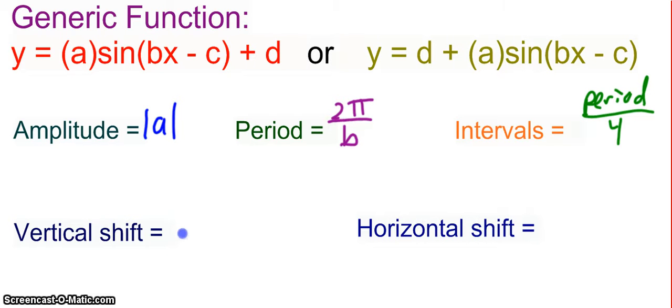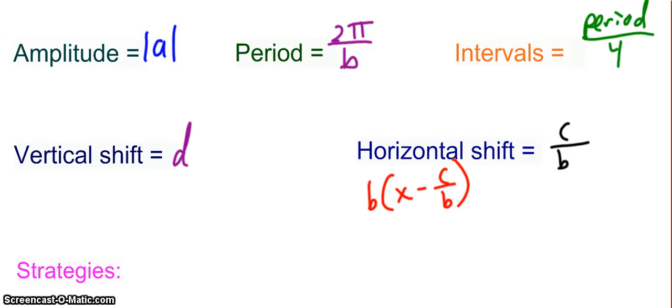The vertical shift is just going to be the d value. So if d is positive, we're going to go up that number. If it's negative, we're going to go down that number. And then the horizontal shift is going to be c over b. And there are two ways we can come up with that. One of them is factoring out the b value. So if I have b, then this is x minus c over b. Or the other option is I can set the bx minus c equal to 0, and then I can solve for x. So that's also how I can get c over b.